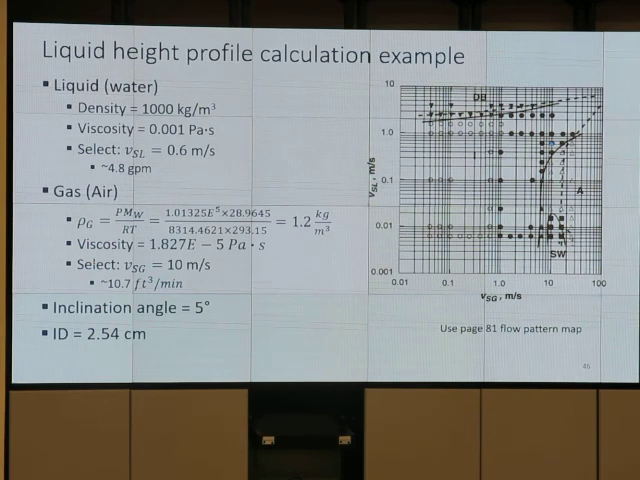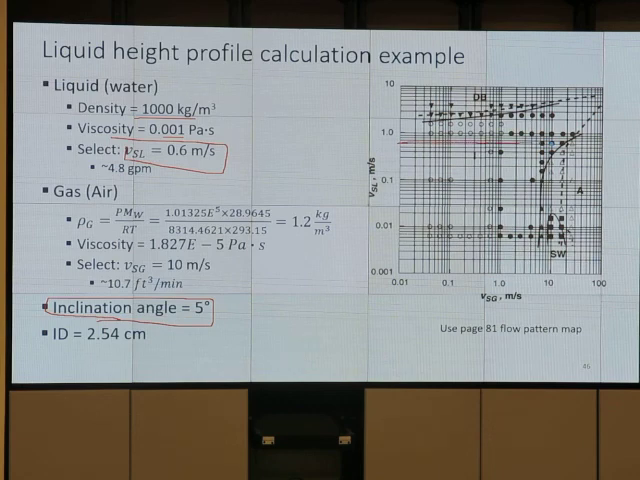Okay, last time we were at this slide. This is about calculating the film profile for horizontal flow. I set the inclination angle to be 5 degrees, and I try to use the Bo method. I have the density and viscosity. I select VSL of 0.6, per 1, per 2, per 3, per 4, per 5, per 6. So like that line, that is the operating point. So I should have slug flow, right, based on this map. And I use rho about 1.2, viscosity from the internet, a typical value of air viscosity, and VSG is 10 meters per second, to intentionally get slug flow.